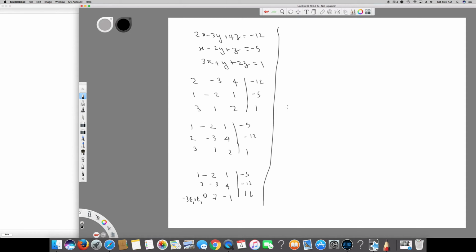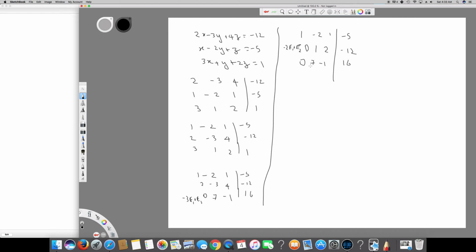And if you go to the next one, we have to make the second row, first column into 0. To do that, I have to multiply the first equation by negative 2 and add it. 1 minus 2 1 minus 5. Multiply the first equation by negative 2, minus 2 e1 plus e2, which is going to give me 0, and negative 2 times negative 2 is going to be 4. 4 plus minus 3 is going to be 1, and negative 2 times 1 is going to be negative 2. Negative 2 plus 4 is going to be 2, which is going to be minus 12. And the next one I'm copying the same thing: 0 7 minus 1 16.